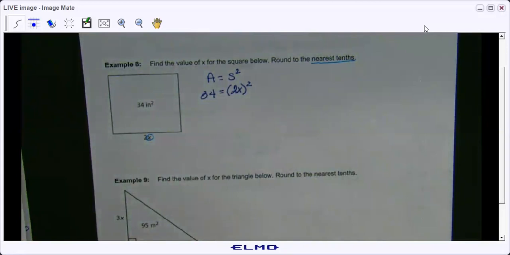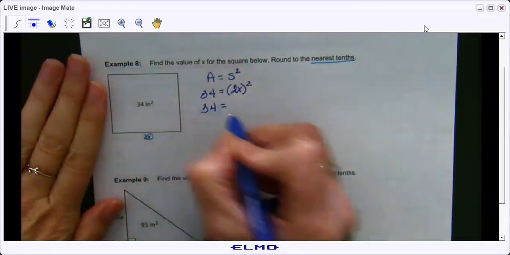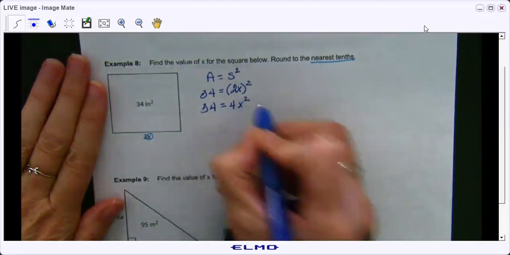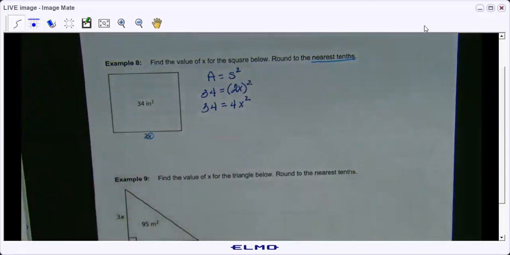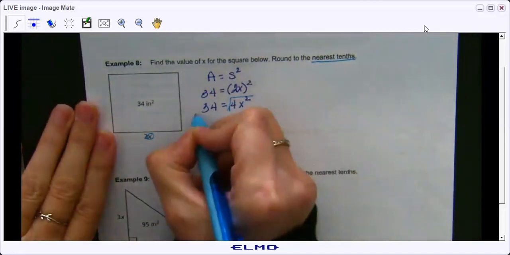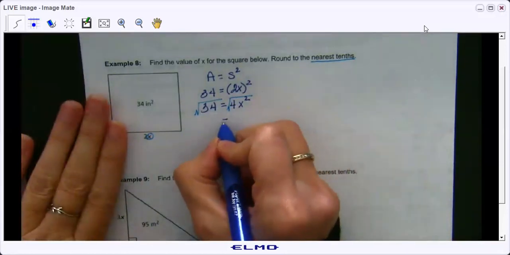So let us do this. So we have 34 and 2x squared is 4x squared. Okay, now at this point, I could either divide both sides by 4 or I could square root. Now I'm going to square root because I see that 4x squared is a perfect square. So to me, it would be easier to do it that way. So I'm going to square root both of them. So I know that the square root of 4x squared is 2x.